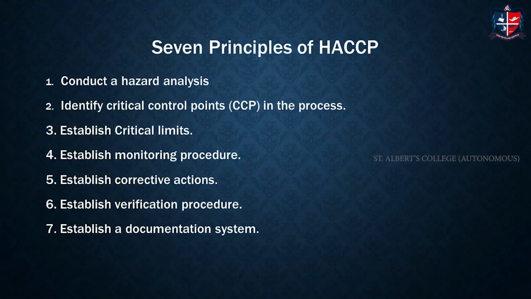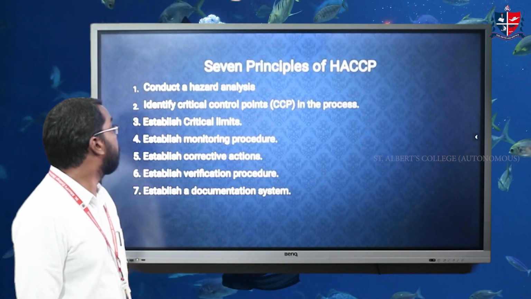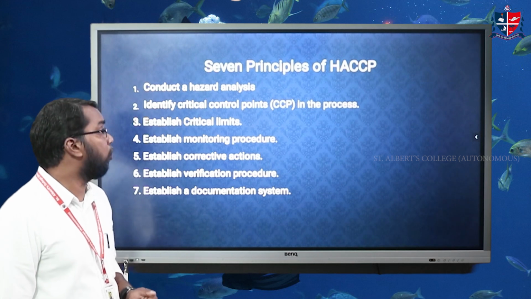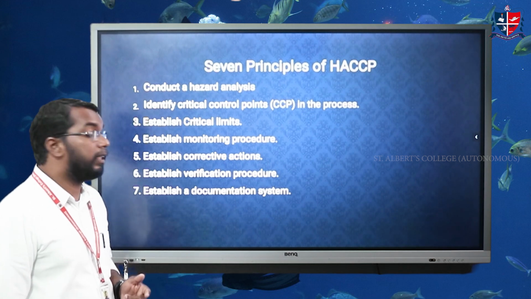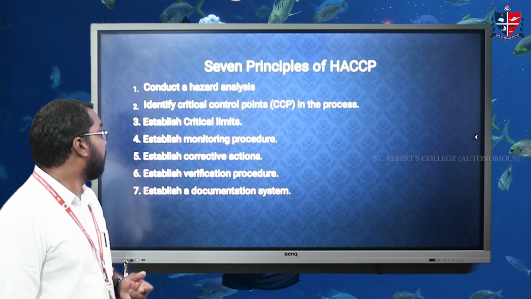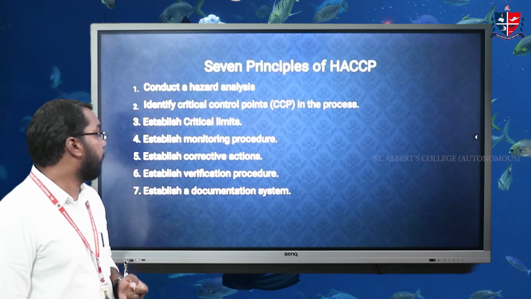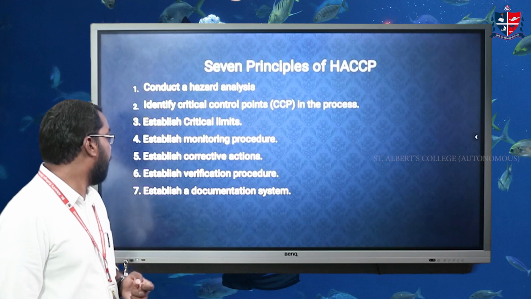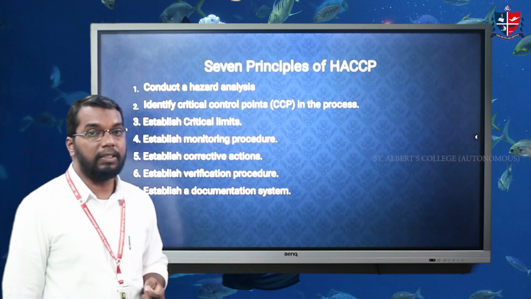There are basically 7 principles in case of hazard analysis and critical control point system. First one, conduct a hazard analysis. Second one, identify critical control point or CCP in the process. Third one, establish critical limit. Fourth one, establish monitoring procedure. Fifth one, establish corrective action. Sixth one, establish verification procedure. And seventh one, establish a documentation system.